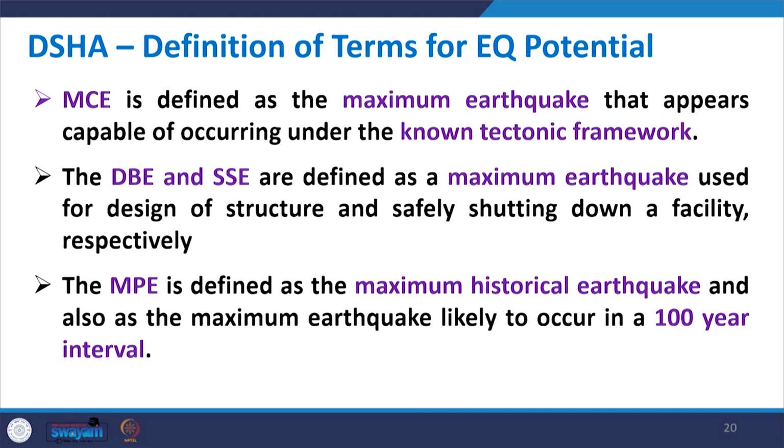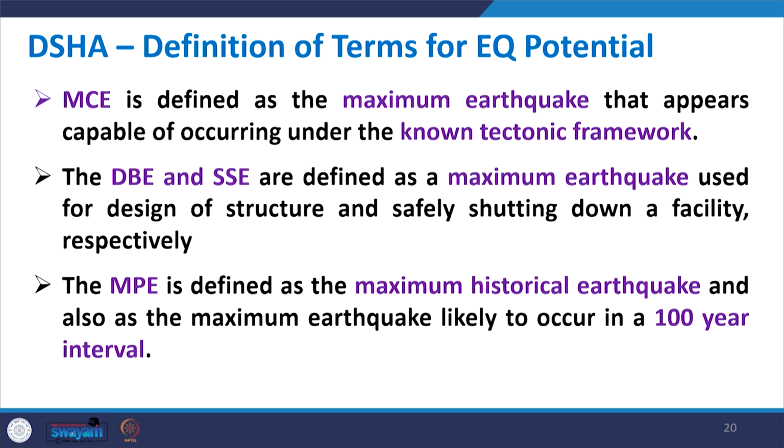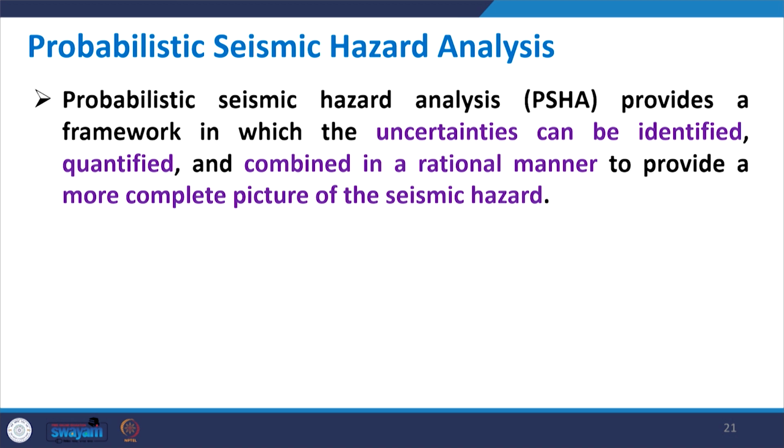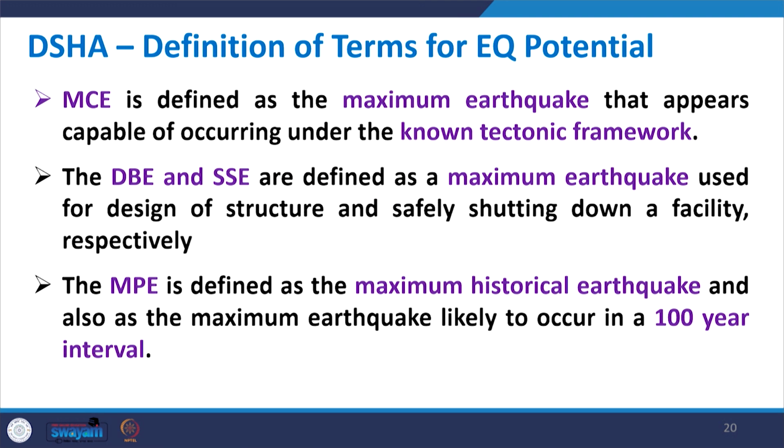So what should be the level of the shaking where we say that okay, we will shut down our plant before any damage occurs. So this is related to SSE. DBE means your structures are designed for that design basis earthquake. So DBE and SSE are going to be less in magnitude than MCE. Then you have the maximum probable earthquake, decided from the maximum historical earthquake, and also as the maximum earthquake likely to occur in a 100-year interval. So this completes DSHA.